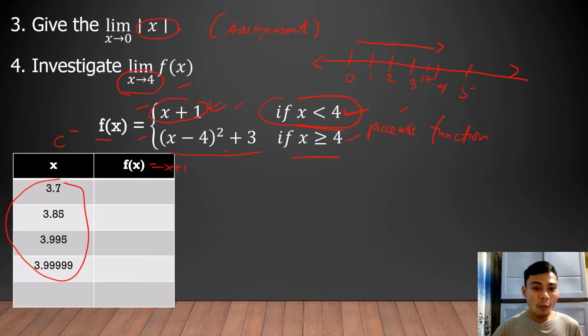So, 3.7 plus 1, 4.7. 3.85 plus 1, 4.85. 3.995 plus 1, 4.995. And this one, 4.9999. See, our examples here, we chose the closest points to 4.